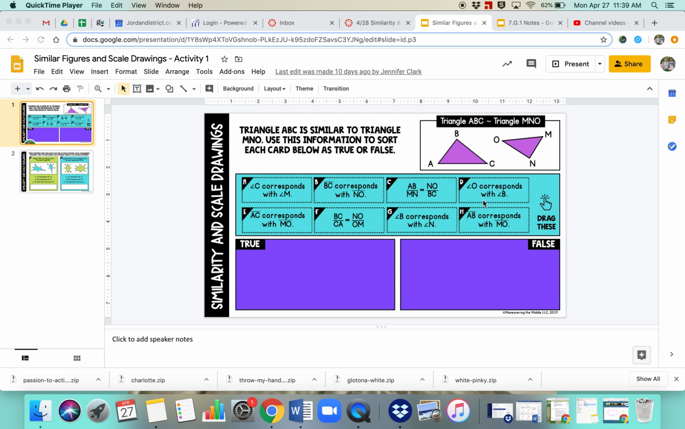O corresponds with B, so they're in the same area. AB is second. MNO, nope, they are not in the same spot. If I were to flip this over, B is not in the same area as O, so this is a false.